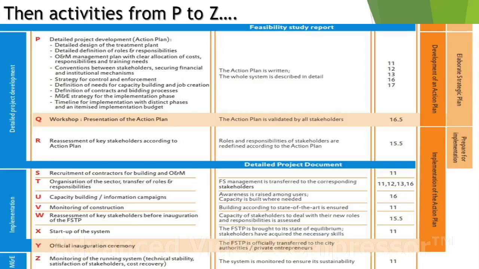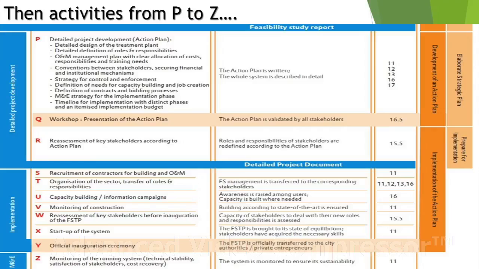After that comes reassessment of key stakeholders before inauguration of this FSTP. Then comes startup of the system. Then comes the official inauguration ceremony. The outcome of the implementation part will be that FS management is transferred to the corresponding stakeholder.